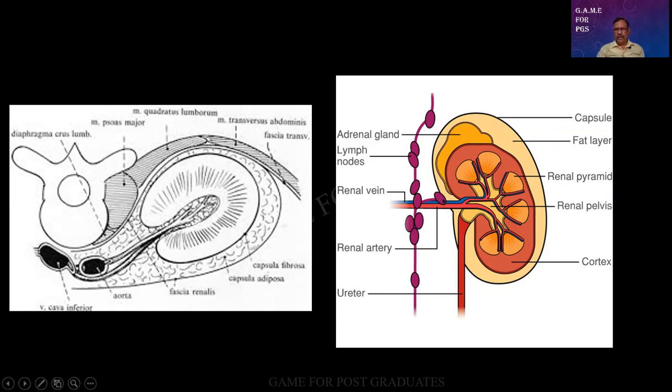And always look at the chain of the lymph nodes. Around the renal vein itself, there can be the lymph node, and then it goes. There are the various groups of nodes which I had mentioned. And the structures you people will have to identify: the renal artery, the renal vein, ureter.